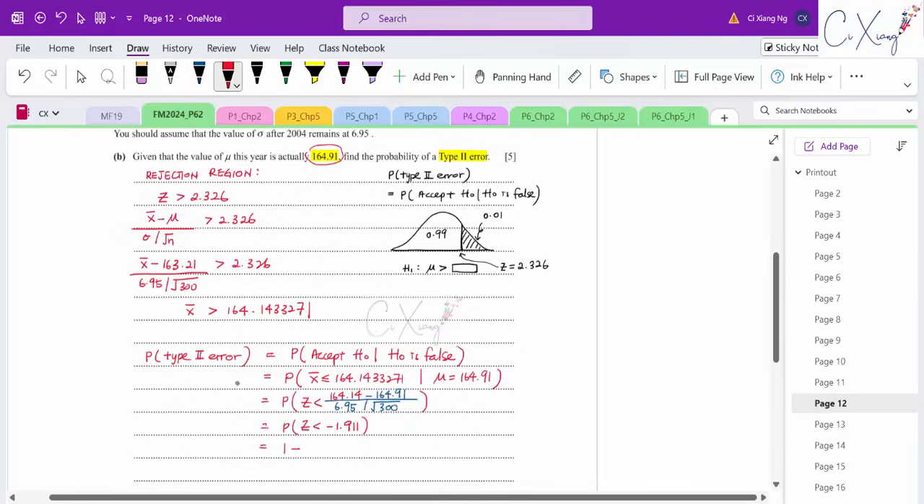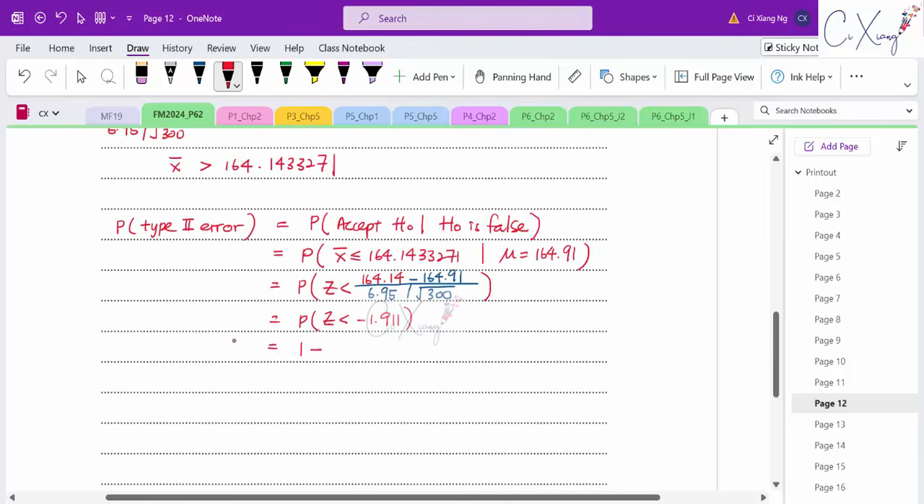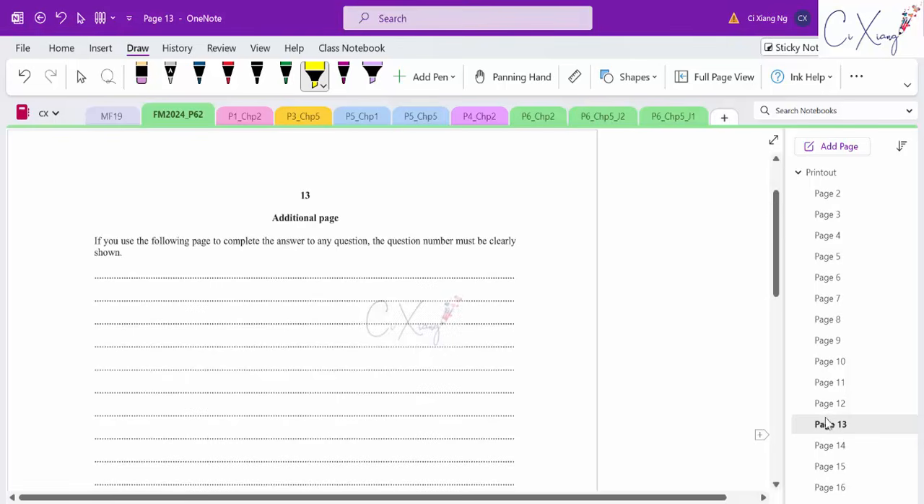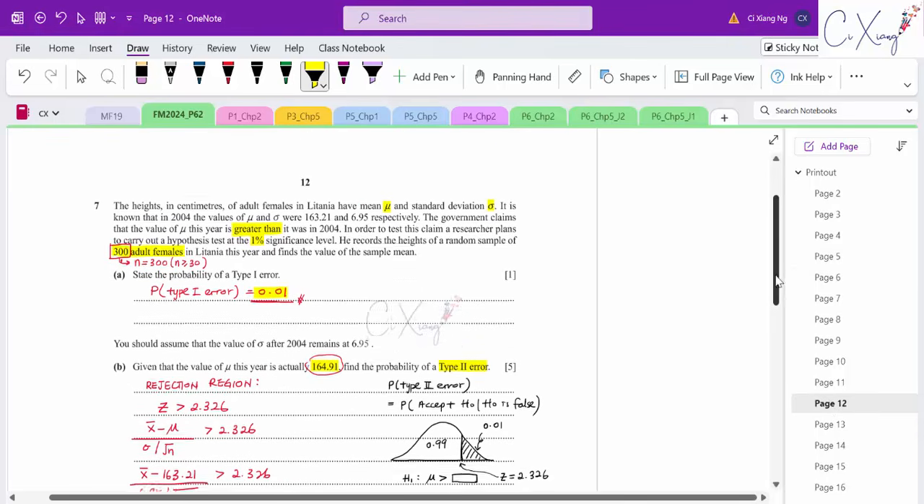Then simplify everything, you get 0.0280. So this is how we find the type 2 error. Okay, that's all for this paper, and thank you very much for watching the video.